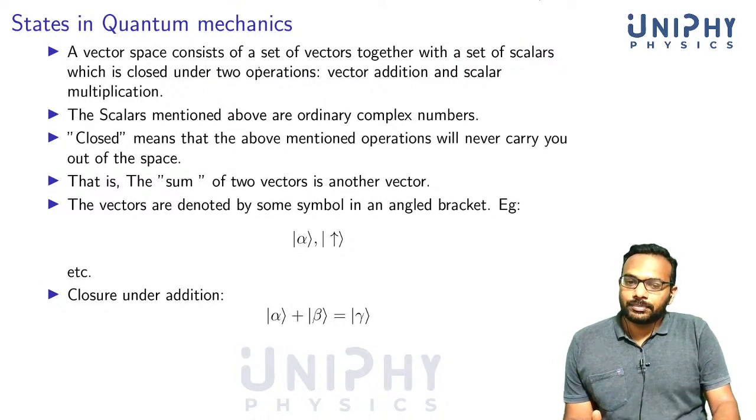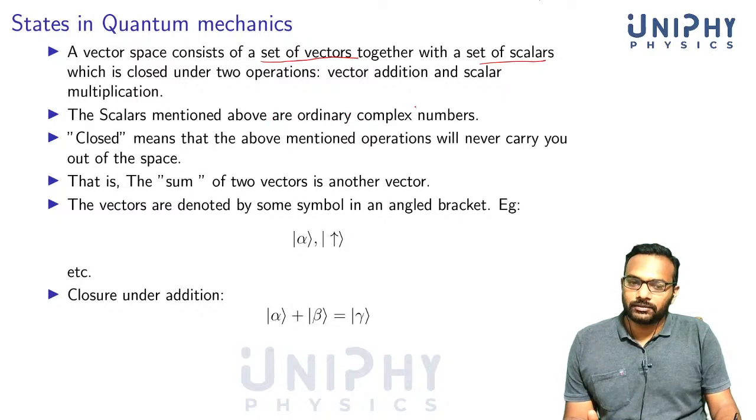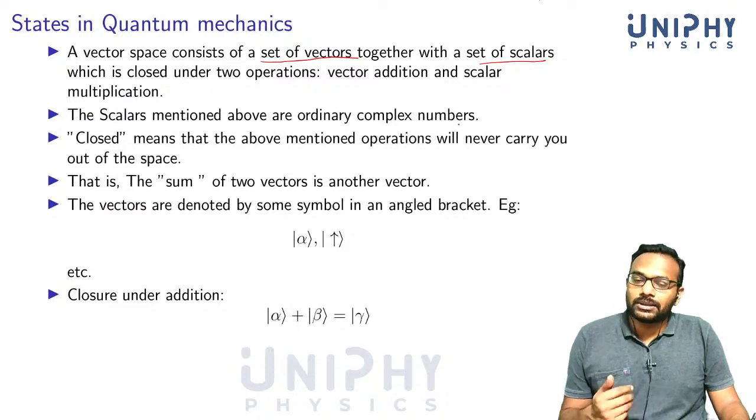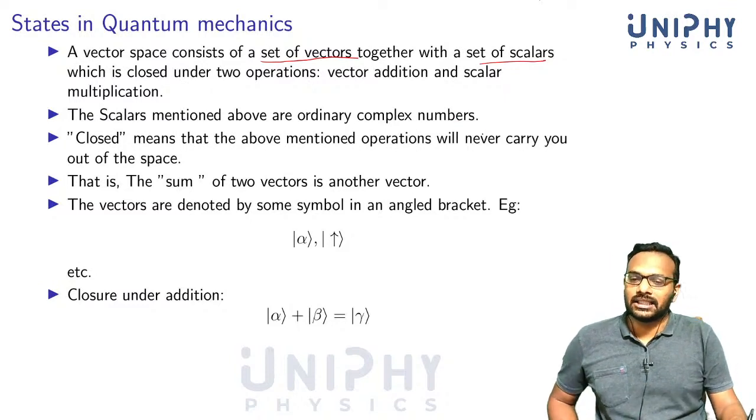A vector space consists of a set of vectors together with a set of scalars which is closed under two operations, vector addition and scalar multiplication, which means that if you add two vectors, you will get a vector in the same space. If you multiply it with a scalar, you again get a vector in the same space. It does not take you out of the vector space.